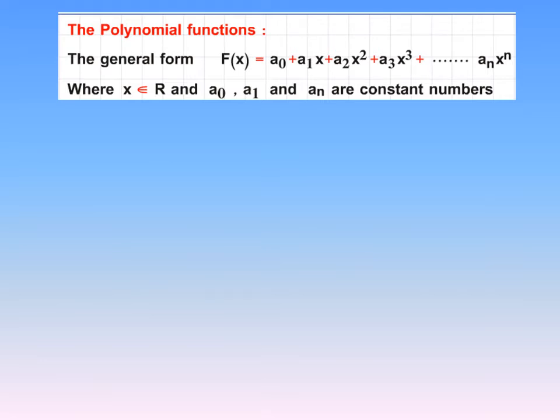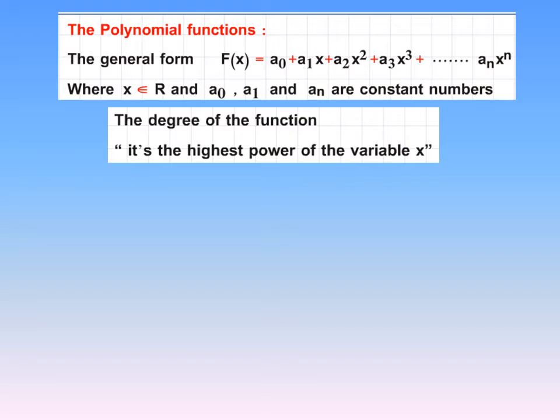The polynomial functions. The general form: f(x) = a0 + a1x + a2x^2 + a3x^3 + ... + an x^n, where x belongs to R and a0, a1, ..., an are constant numbers. The degree of the function is the highest power of the variable x.